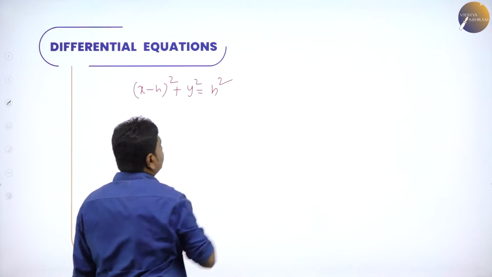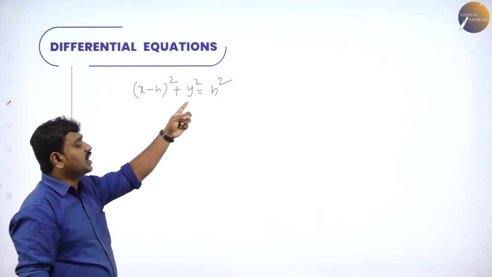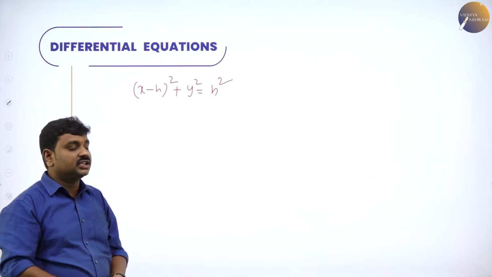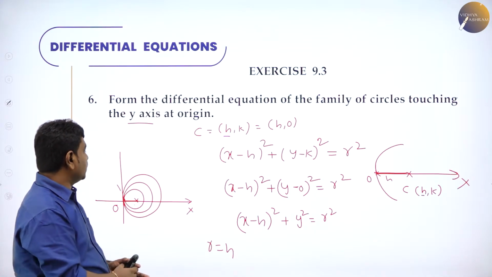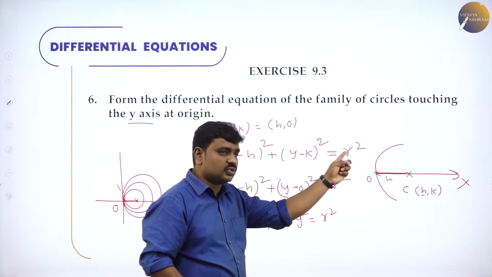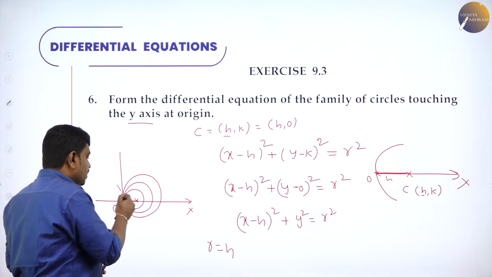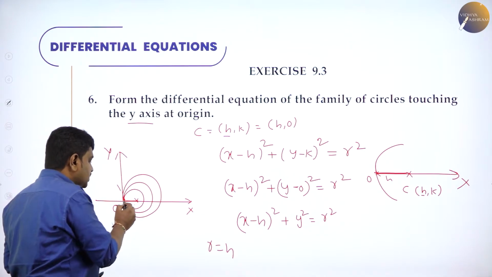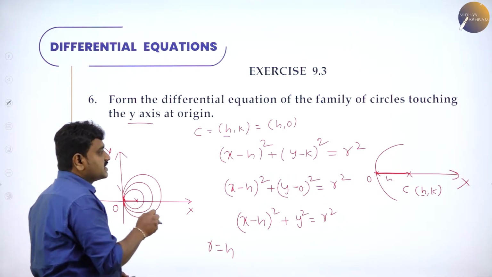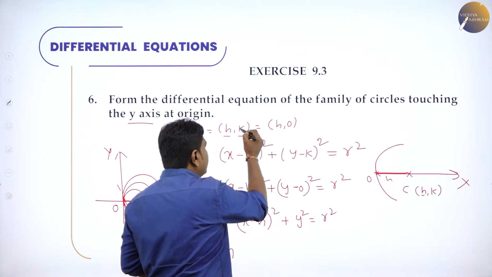This is the circle. Now how many parameters are there? H is the arbitrary constant, only one arbitrary constant. See, getting this equation is important. What is a circle with center h, k? X minus h the whole square plus y minus k the whole square is equal to r square. But all the circles are touching y-axis at origin. When they are touching y-axis at origin, their center lies on x-axis. Center is h, k. If it is lying on x-axis, its y value, k value, is 0.